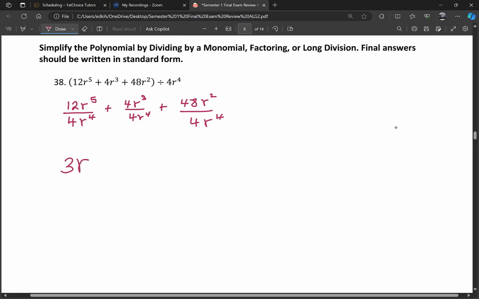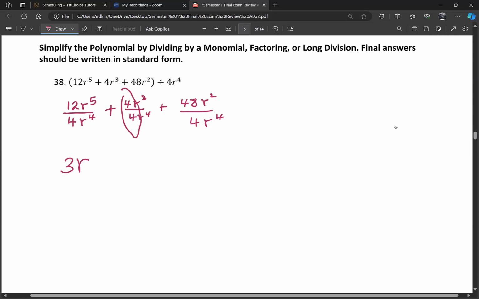Remember, you keep the base, and the rule says if you're dividing, subtract the exponents. 5 minus 4 will be just r to the power of 1. But if it's to the power of 1, is there a point in showing the 1 there? I wouldn't even bother. Just leave it alone. Okay, go to the next one.